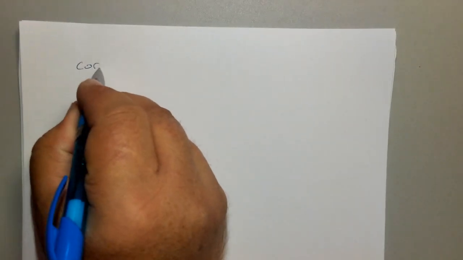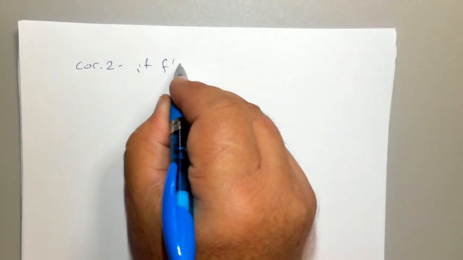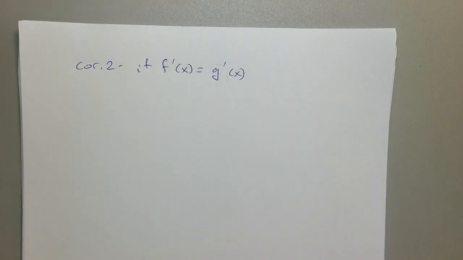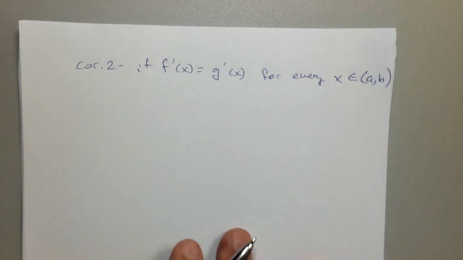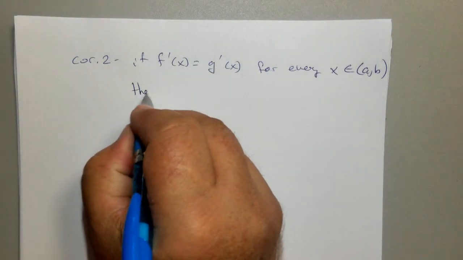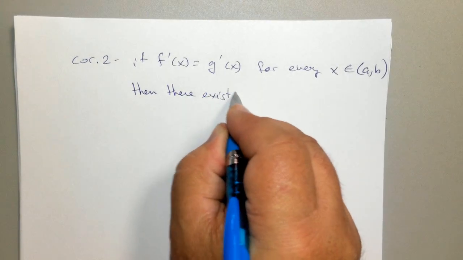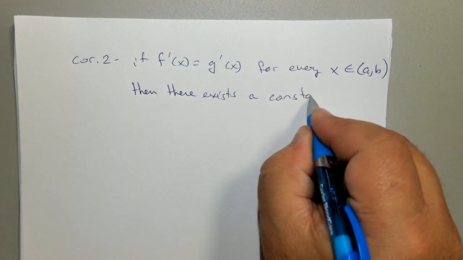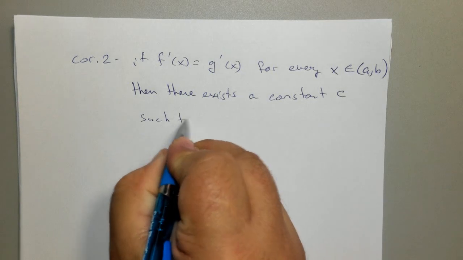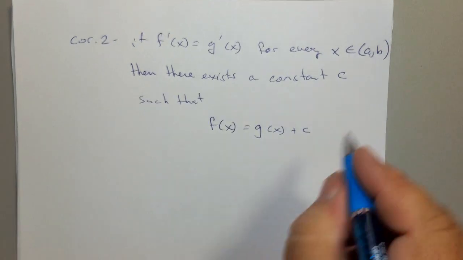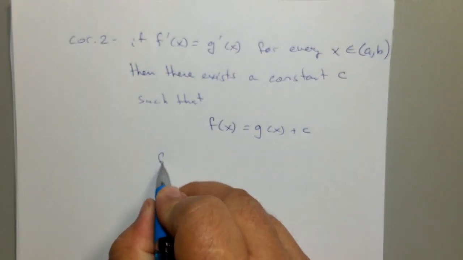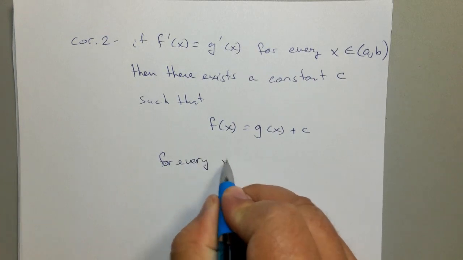Second corollary. Corollary 2. If f prime of x is equal to g prime of x for every x in the open interval (a, b), then there exists a constant c such that f of x equals g of x plus c for every x in the interval.